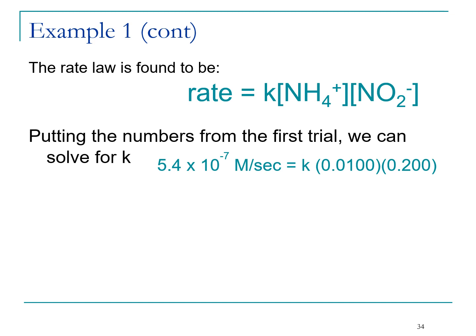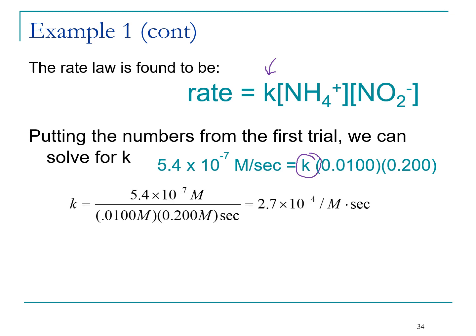You can actually take it one step further and solve for K by using one set of data. So just pick one of the trials, it doesn't matter which one, and plug the data in. So notice that the rate for trial 1 is 5.4 times 10 to the minus 7th. The concentration of NH4 is 0.01. The concentration of NO2 is 0.2. So we can solve for K. If we divide 5.4 times 10 to the minus 7th molar per second.